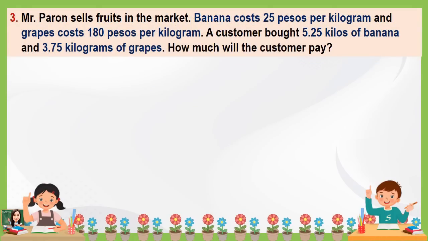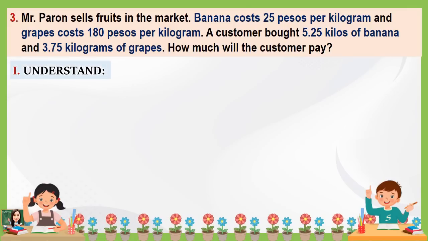Number 3. Mr. Paron sells fruits in the market. Banana costs 25 pesos per kilogram and grapes cost 180 pesos per kilogram. A customer bought 5 and 25 hundredths kilos of banana and 3 and 75 hundredths kilograms of grapes. How much will the customer pay?